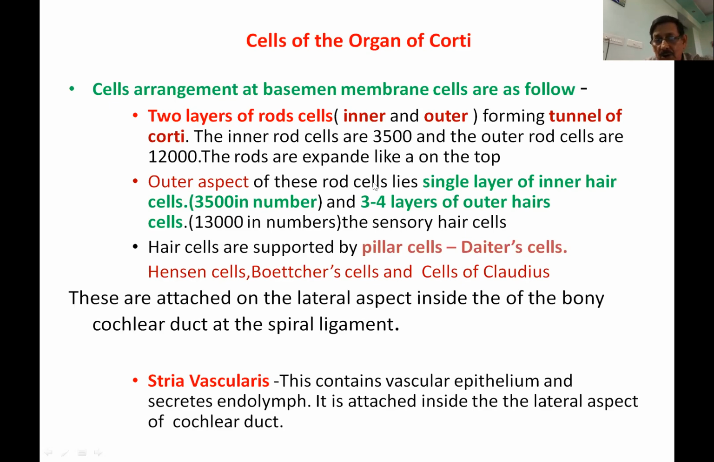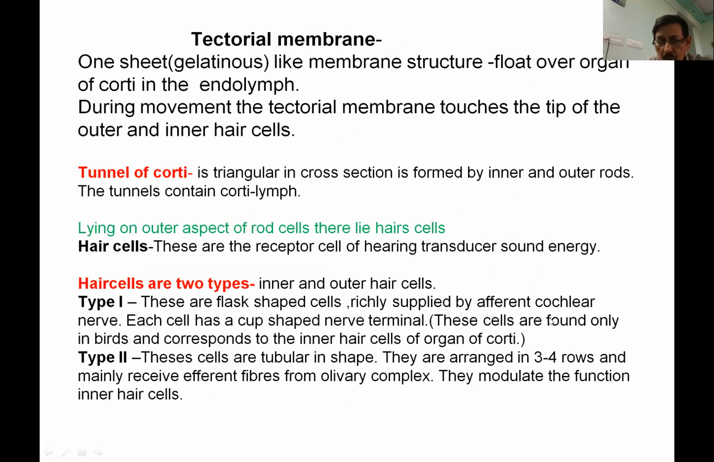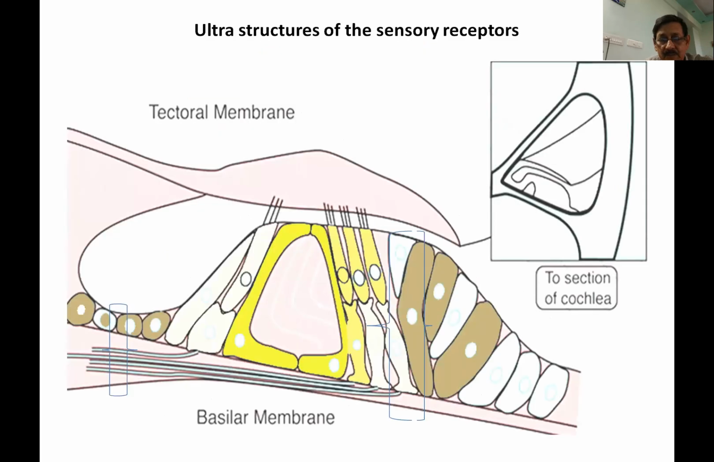On the outer aspect of these rod cells lies a single layer of inner hair cells, which are also about 3,500 in number, whereas on the outer side of the outer rod cells there are 3 to 4 layers of outer hair cells, the sensory cells. So, you see, these are the 3 to 4 rows of outer hair cells, and this is the inner hair cell, a single row. The inner hair cells total approximately 3,500, whereas the outer are about 13,000, in 3 to 4 layers.